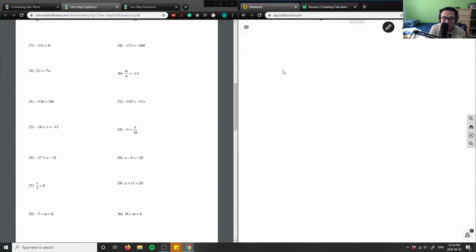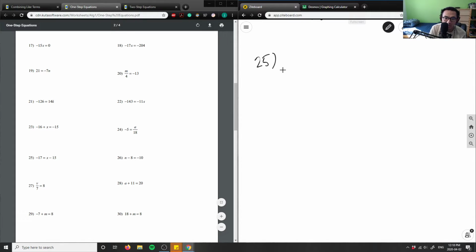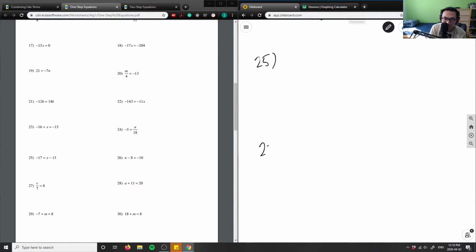Let's do 25 and 27, and maybe I'll give you about 2 or 3 minutes to solve this on your own. And then you can write on the chat what you get for the answers, so we can engage in that way. So 27 is this question here. Negative 17 equals x minus 15, and 27 is v over 7 equals 8. So maybe take 2 minutes, and let's see what you can do.